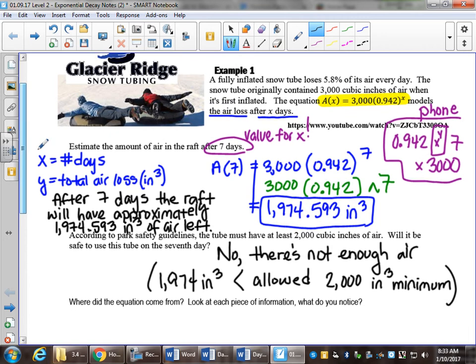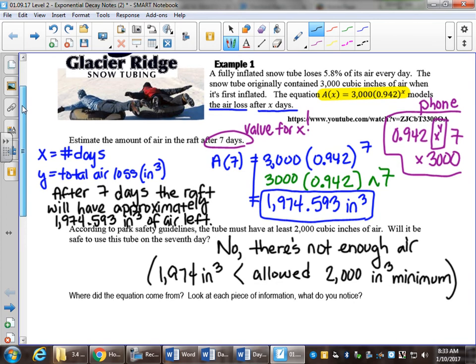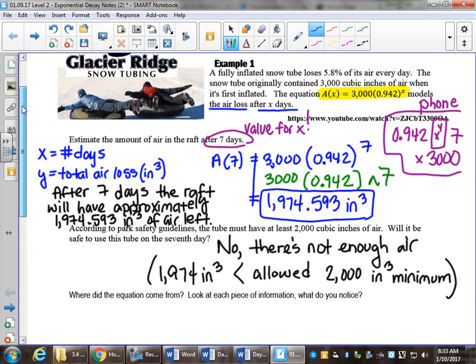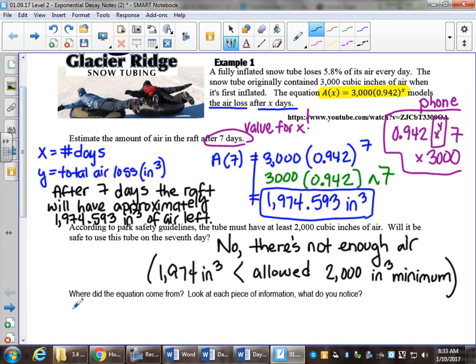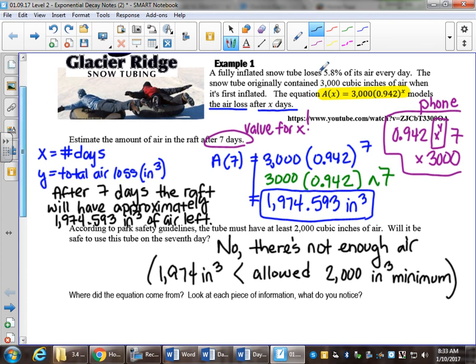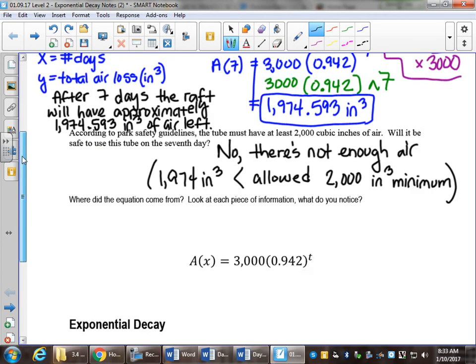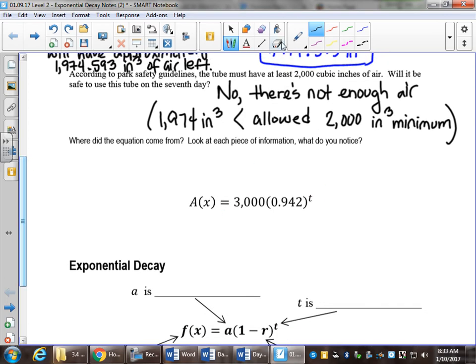Just like we started off with a situation like this, and then we broke down where did it come from in the growth notes, we're going to do the exact same thing here with decay. So it says, where did the equation come from? Look at each piece of information. What do you notice? So if you didn't actually highlight that yet, please highlight here, and let's highlight this one, because that's what we're going to analyze right now. Where did this come from?